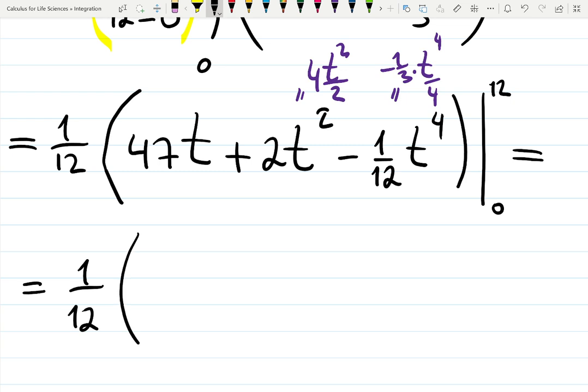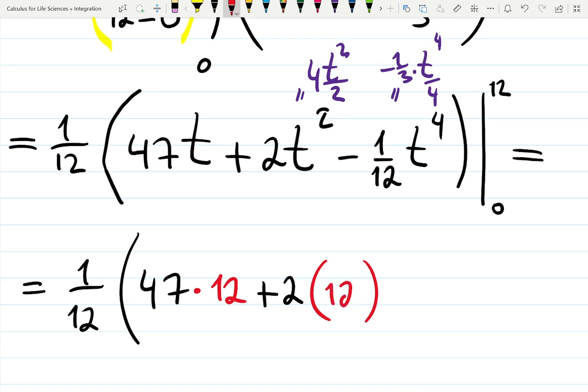Plug 12 everywhere you see t, and then plug 0 everywhere you see t. So 12 is the hard one, because 0 gives you 0 everywhere. In this case, 47 times 12. You plug in the top. Everywhere you see t, plug 12, and don't forget to keep all the exponents. If it was t squared, it will be 12 squared. If it was t to the 4, it will be 12 to the 4.